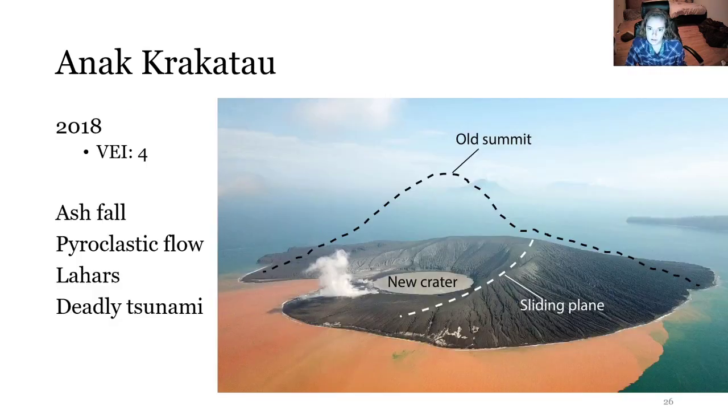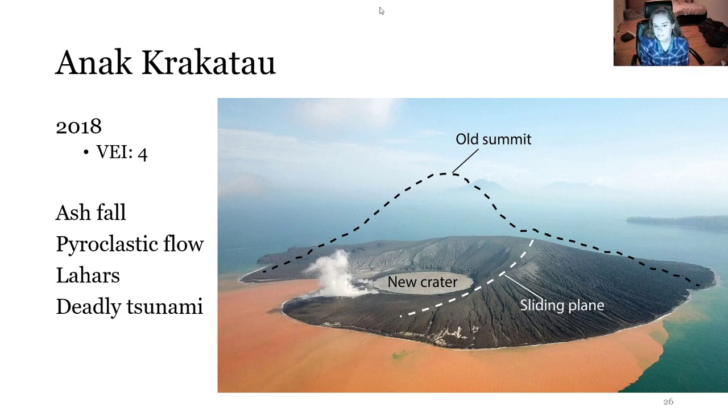So Anak Krakatoa erupted in 2018 with a VEI of 4. This occurred on the 22nd of December and then caused a deadly tsunami with waves up to 5 meters in height that made landfall. A couple days later, the tsunami death toll was around 437. So this makes this the deadliest volcanic eruption of the 21st century so far due to those tsunamis.